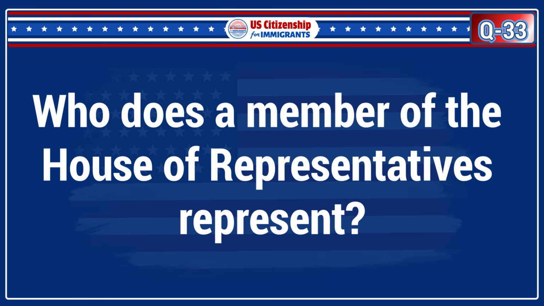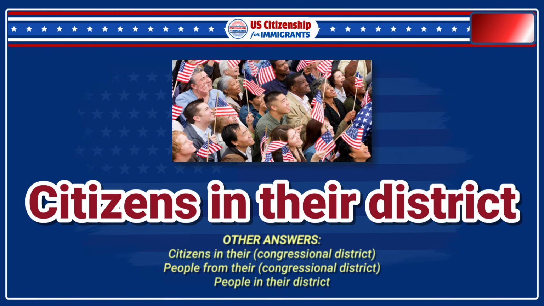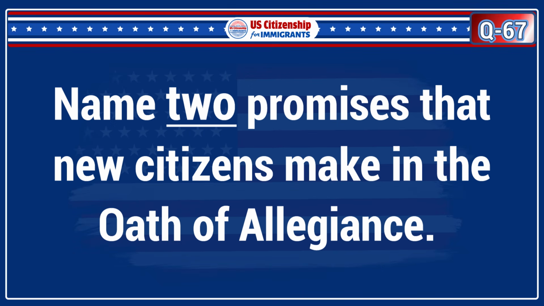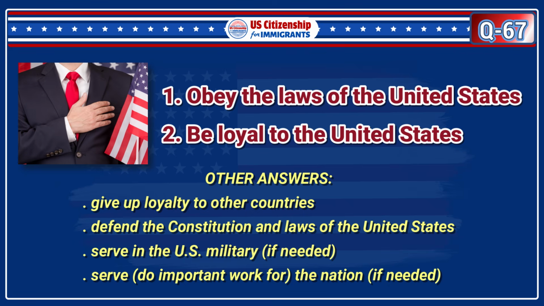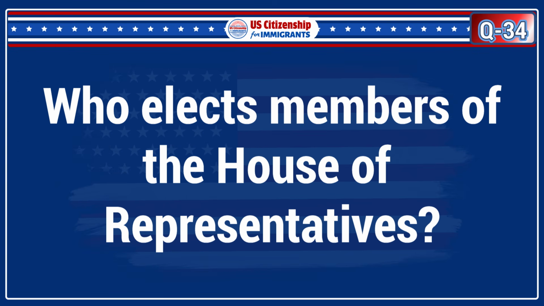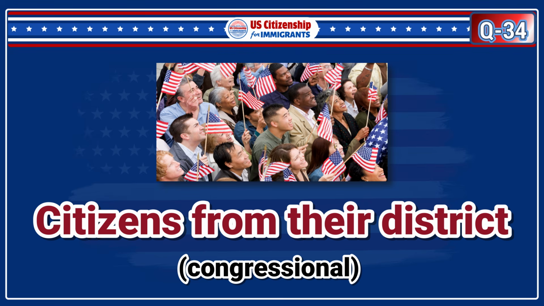33. Who does a member of the House of Representatives represent? Citizens in their district. 67. Name 2 promises that new citizens make in the Oath of Allegiance. Obey the laws of the United States. Be loyal to the United States. 34. Who elects members of the House of Representatives? Citizens from their district.